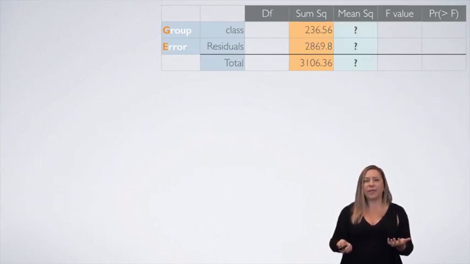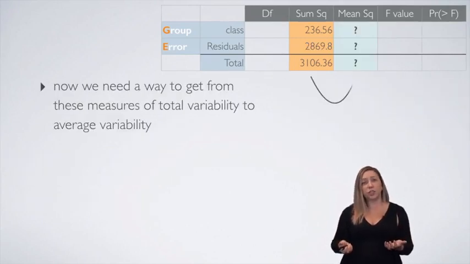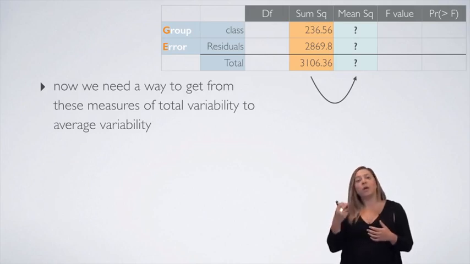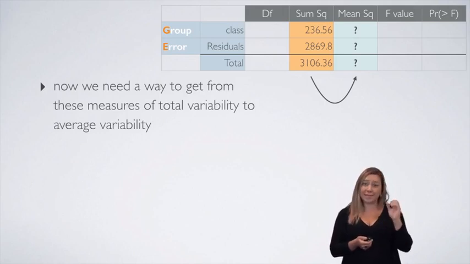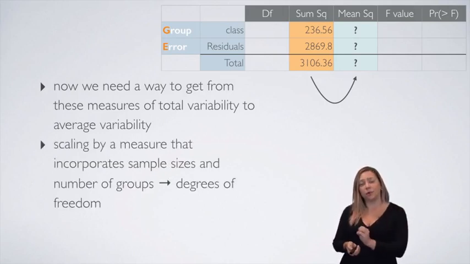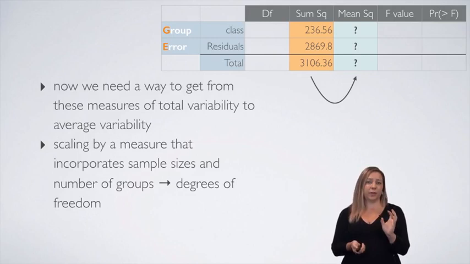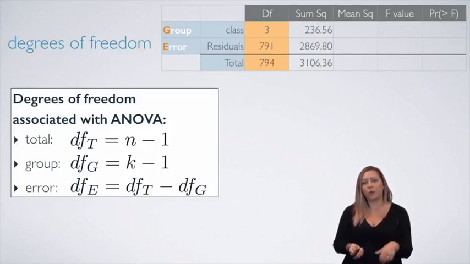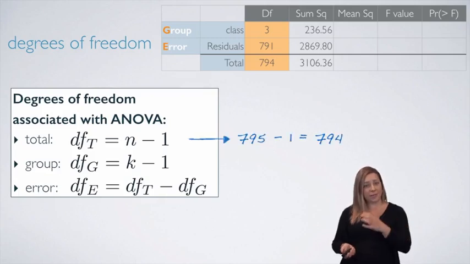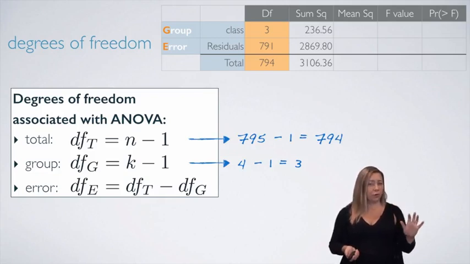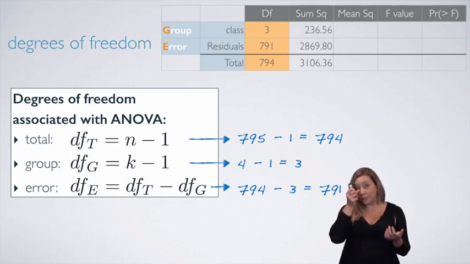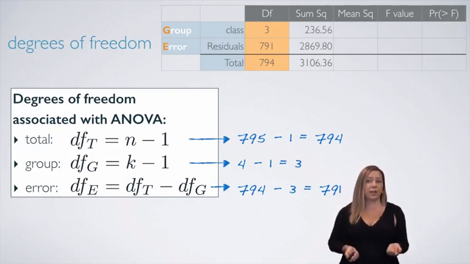Now we need a way to get from these sum of squares measures to the mean square values. To do so, we need to scale the sum of square values by values that incorporate sample size as well as the number of groups, namely the degrees of freedom. So next, let's focus on that. Total degrees of freedom is calculated as sample size minus 1, 794. Group degrees of freedom is calculated as number of groups minus 1, 3. And the error degrees of freedom is simply the difference between these two, 791.